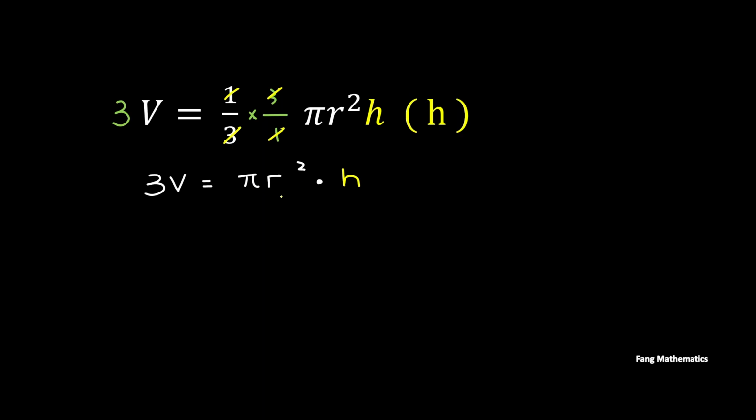And we want to get rid of this pi r squared, so we can divide. We are to divide both sides by pi r squared. I believe on the left-hand side, you should have 3v over pi r squared. And on the right, I believe your pi r squared gets eliminated, leaving you just the h.